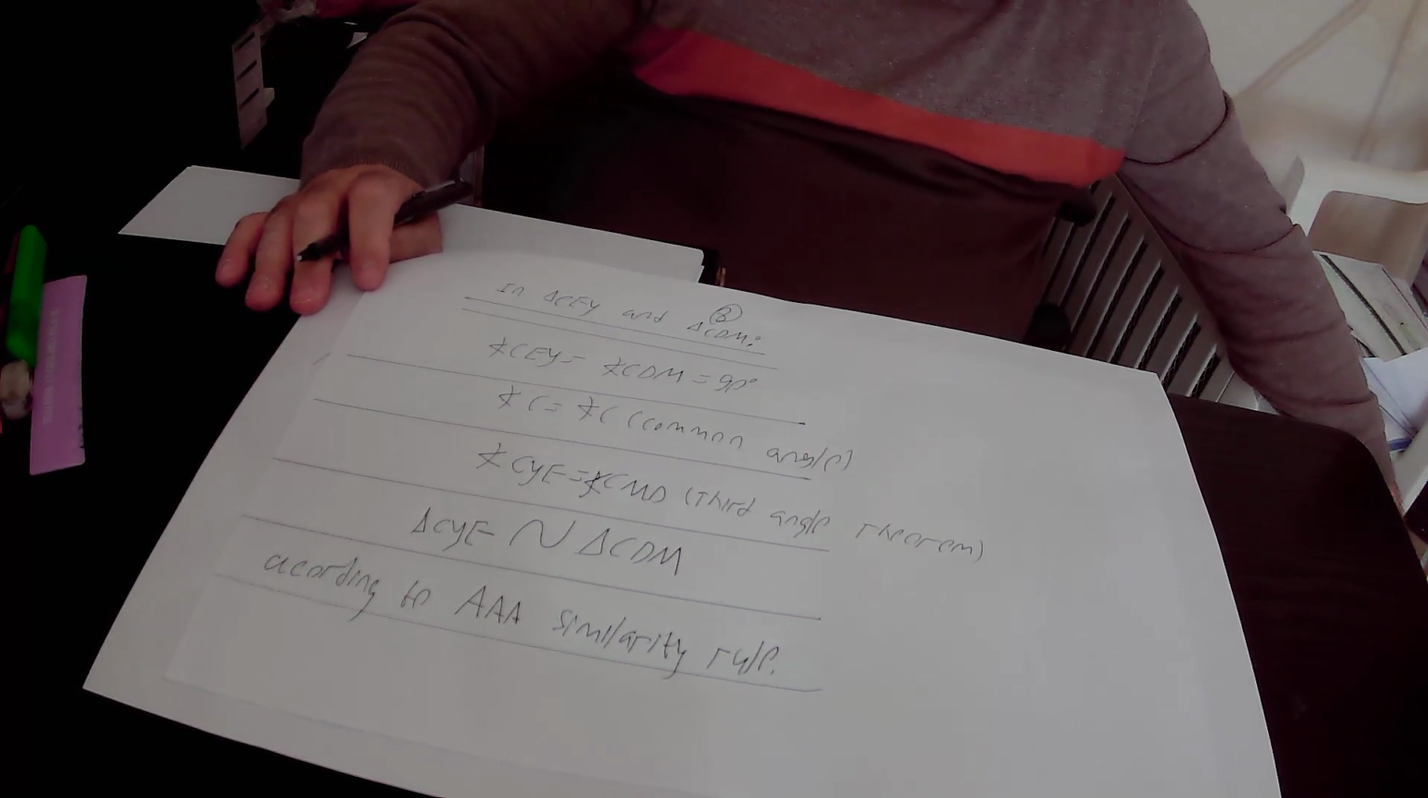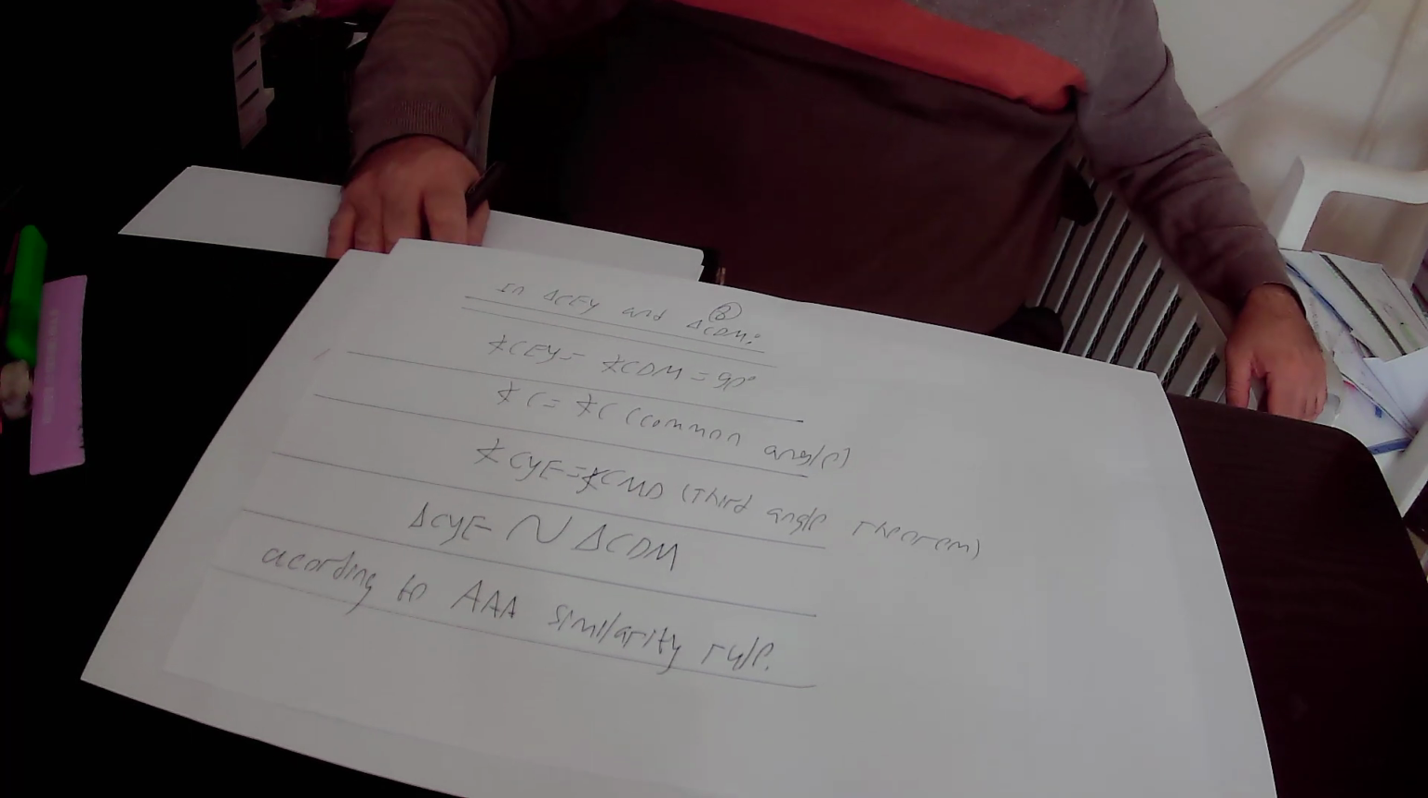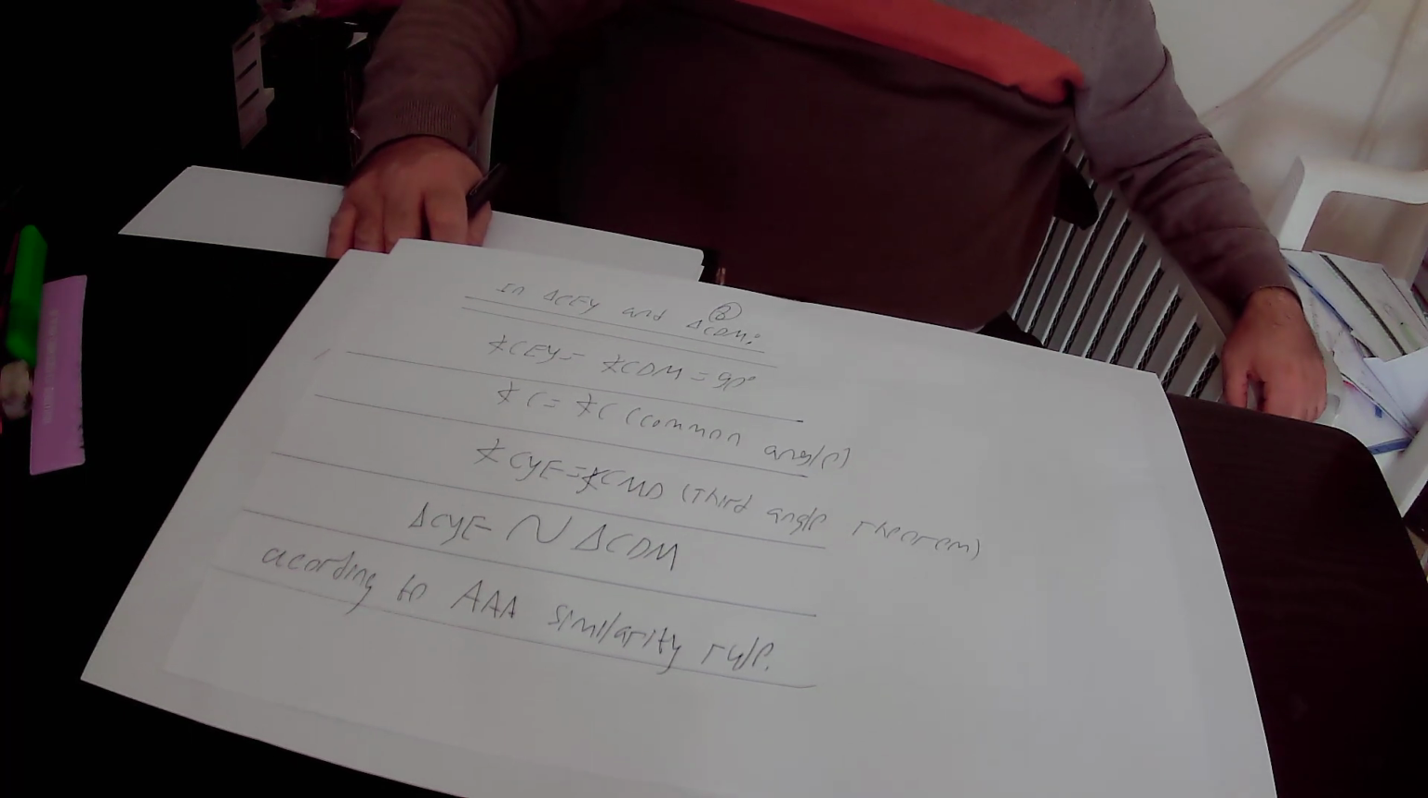So what is angle similarity rule? Angle similarity rule is that if you prove that all three angles in one triangle are congruent to all three angles in another triangle, then you actually proved that those two triangles are similar to each other according to angle similarity rule.